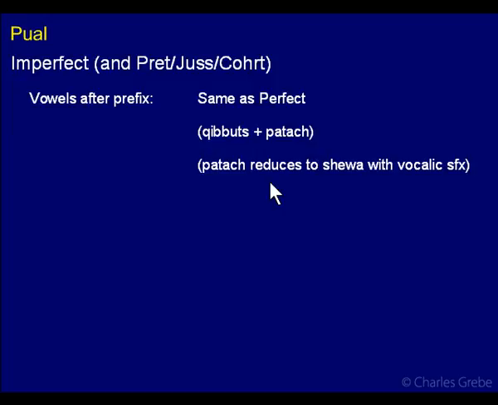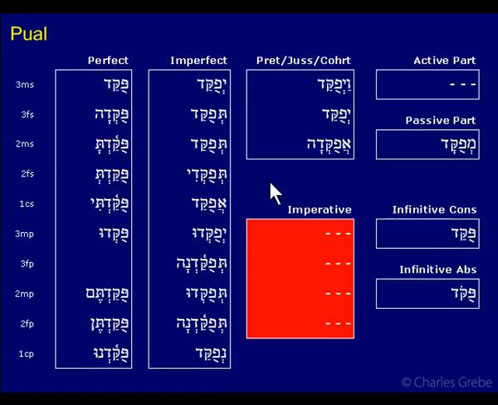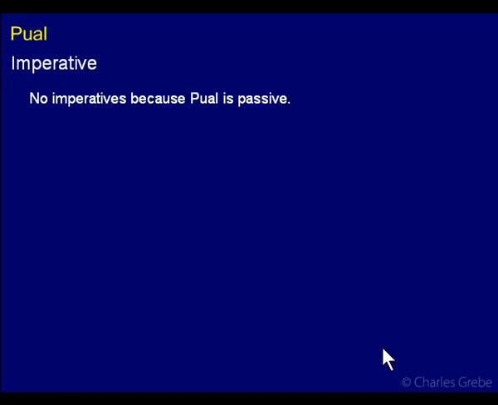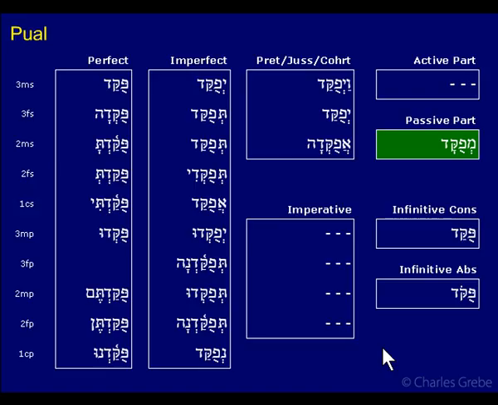Okay, same as the perfect. The vowels the same as the perfect. Imperative. Well, I already talked about this. There's no imperative in the Pual, and there's none in the Hofal either because they're passive. The Nifal has it because the Nifal can also be reflexive or reciprocal. No imperatives.